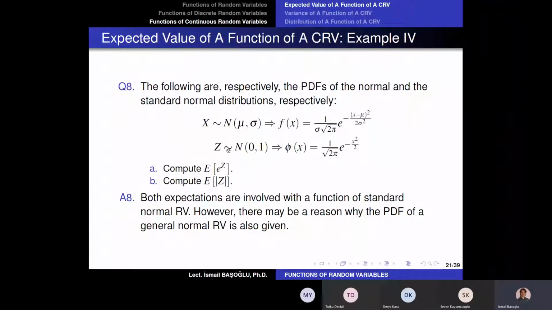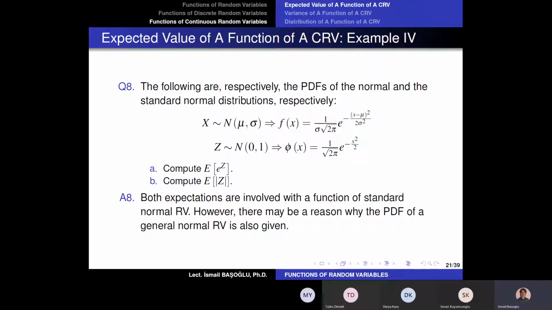And you know, the normal random variable is actually quite complicated to deal with in theory. In practice, we can calculate the respective probabilities related to a normal random variable by using the CDF table of a standard normal random variable, but the theoretical calculations are a little tricky in the normal distribution.